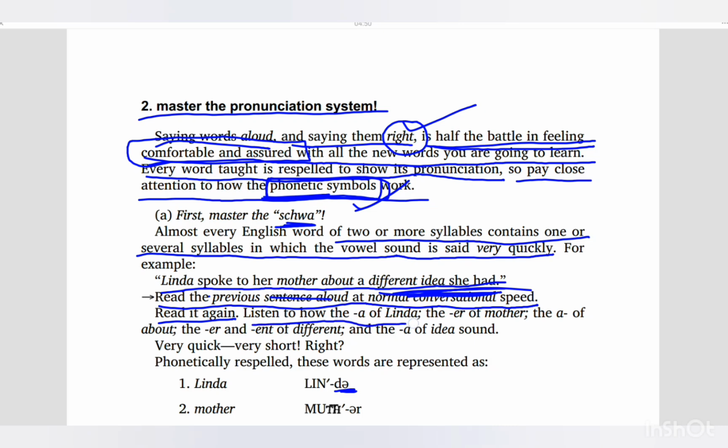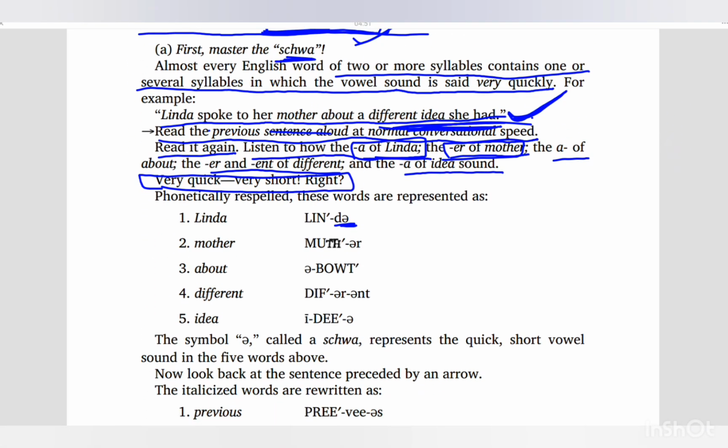Listen to how the A of Linda and of mother, A of about, and end of different, and the A of idea sound. Very quick, very short, right? I hope you notice this. If you say this sentence aloud 3 to 4 times, you will notice that these words, which are squared, are very quick. We don't stress on these words. Phonetically respelled, these words are represented as follows.